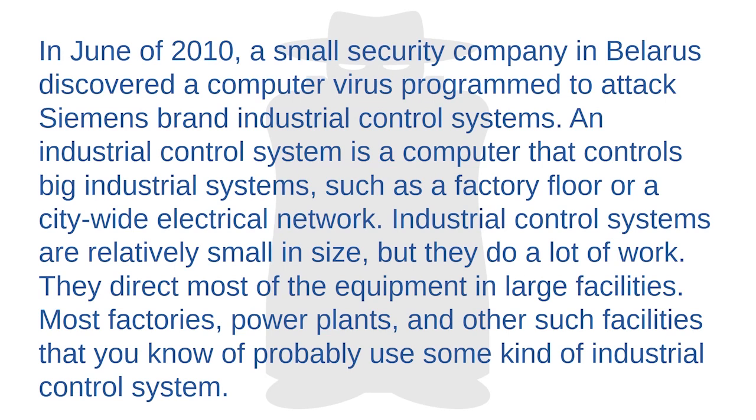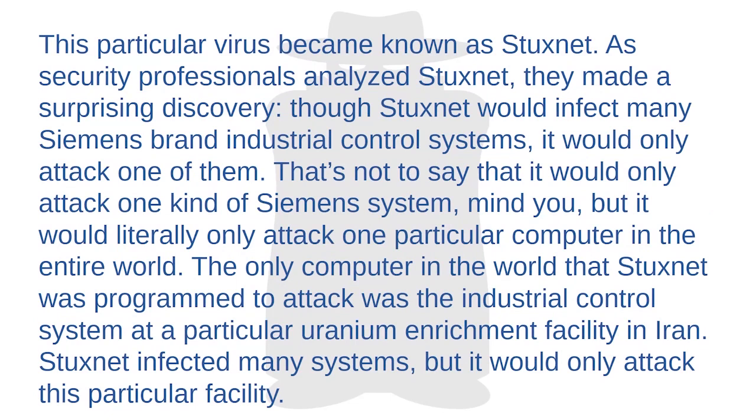a citywide electrical network. Industrial control systems are relatively small in size, but they do a lot of work. They direct most of the equipment in large facilities. Most factories, power plants, and other such facilities that you know of probably use some kind of industrial control system. This particular virus became known as Stuxnet.